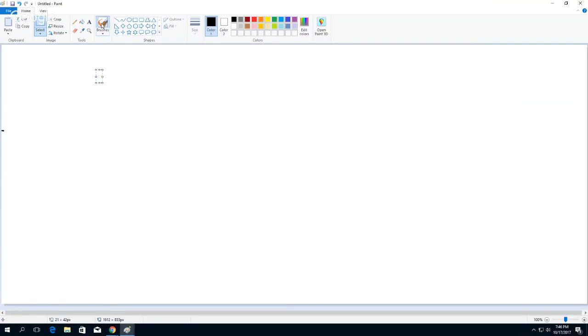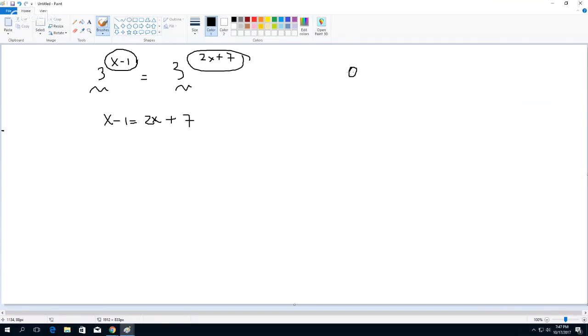So we have 3^(x-1) equals 3^(2x+7). You have to remember that whenever here's the same number and here's the same number, we can just ignore them. It would be just x minus 1 equals 2x plus 7. Now we are just solving the equation, because 3 to some power equals 3 to some power, meaning that these powers should equal each other. Okay, that makes sense. It's like a to the n equals a to the m, so n equals m.